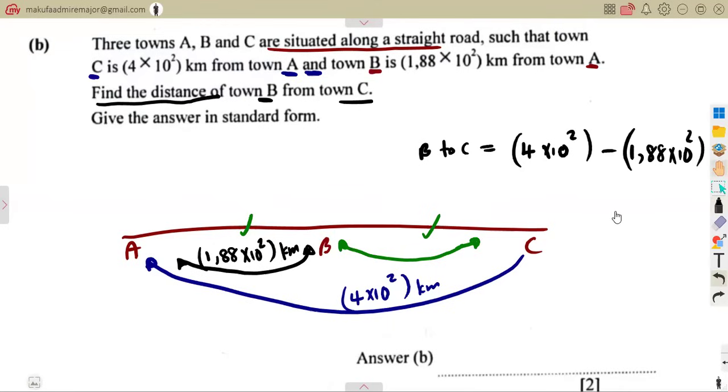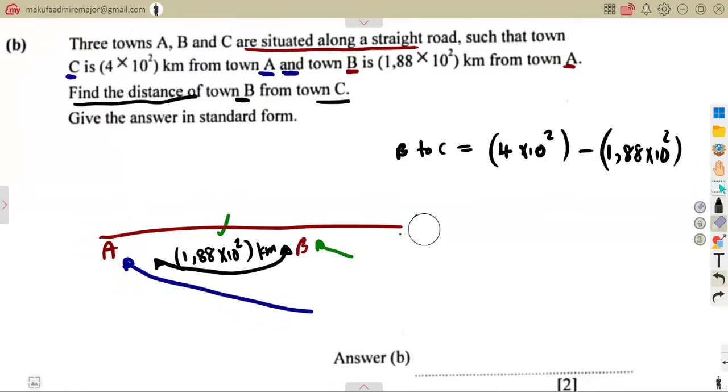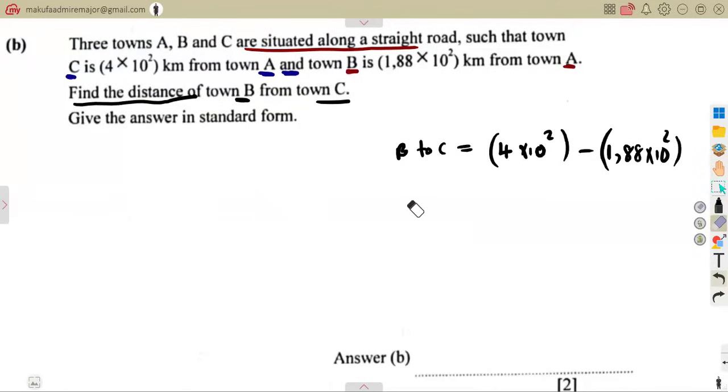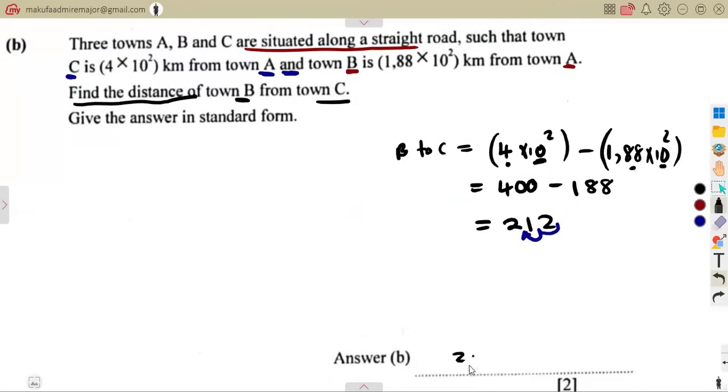If you're someone who is used to working with numbers in standard form, it's fine. If you're used to ordinary form, convert this to ordinary form. 4 times 10 to the power of 2 is 100 times 4, which is 400, minus 100 times 1,88, which is 188. You subtract, you obtain 212, which is to be converted back to standard form. In standard form, remember, it is between 1 and 10, so you move the comma. It's going to be 2,12 times 10 to the exponent of 2. All of these calculations are in kilometers. That's the difference in standard form.